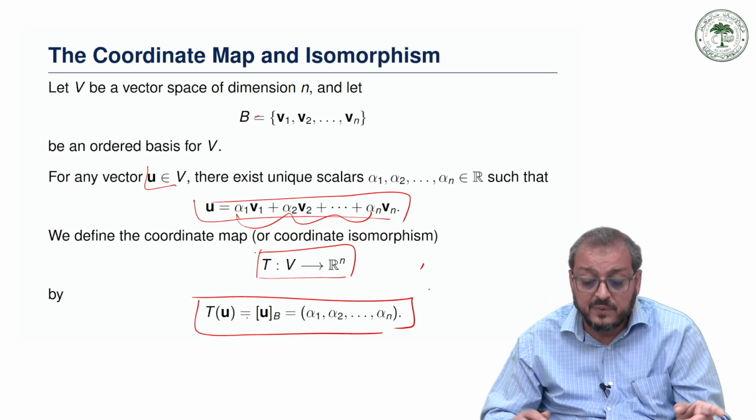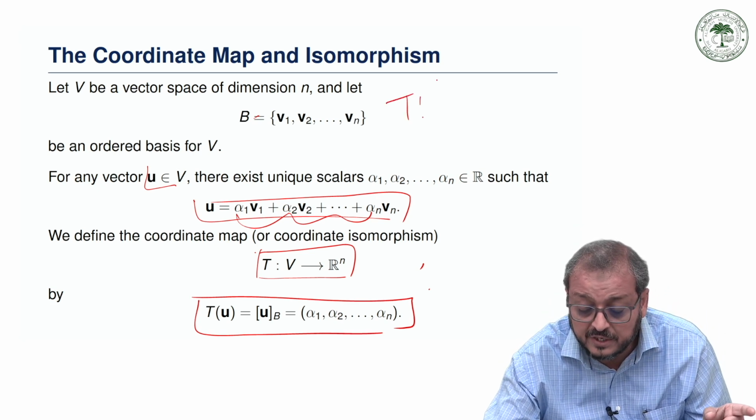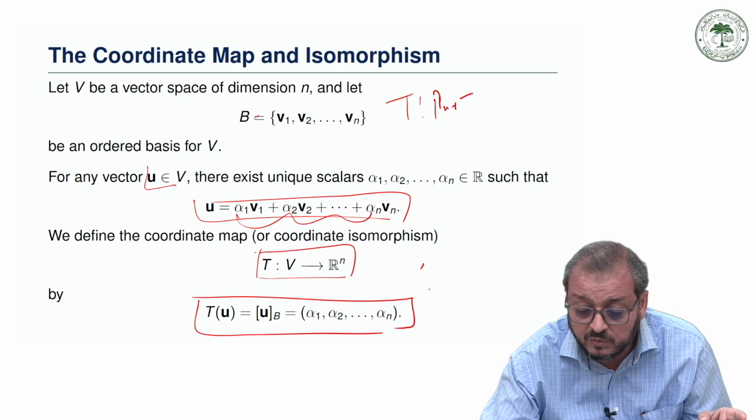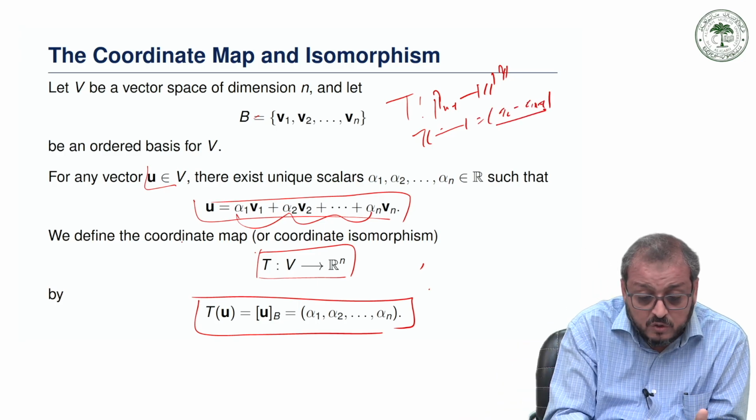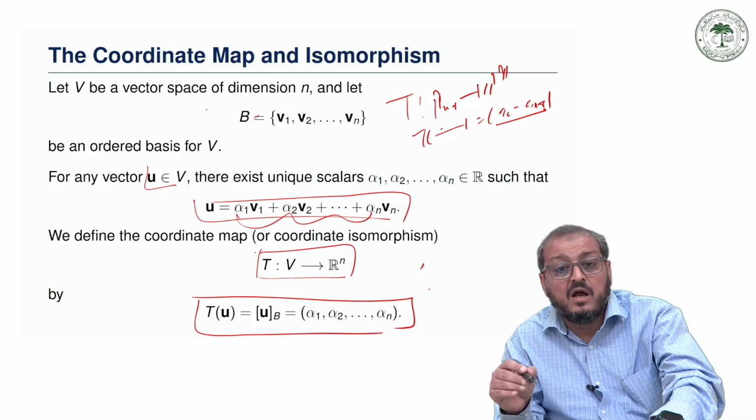In the previous example, we took P_{n-1} to R to the power n. We define a basis and we have the coordinate vector a_0 up to a_{n-1}. These are the coordinate vectors. So, in general, we can define a map.